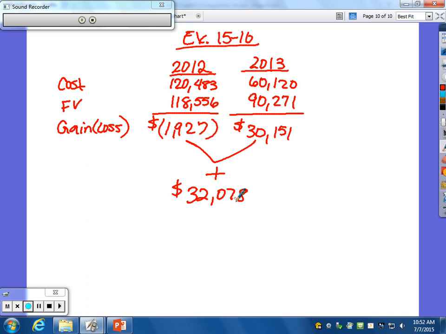But I thought that was a negative. Doesn't matter. It said the total. Total means to add. Doesn't matter what's negative. You reflect the negative because it was a loss. After that, we don't care about it. So 30,151 plus that 1,927, fair value adjustment of $32,078. So what's the journal entry?